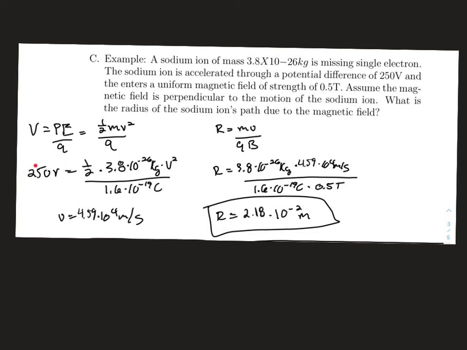So I can plug in my 250 volts, and that's going to equal 1/2 times the mass, so 3.8 times 10 to the minus 26 kilograms, times the speed squared, divided by the charge, so the 1.6 times 10 to the minus 19 coulombs. So that gives us a speed of 4.59 times 10 to the 4 meters per second, which we can then plug in over here, and get the radius is 2.18 times 10 to the minus 2 meters.